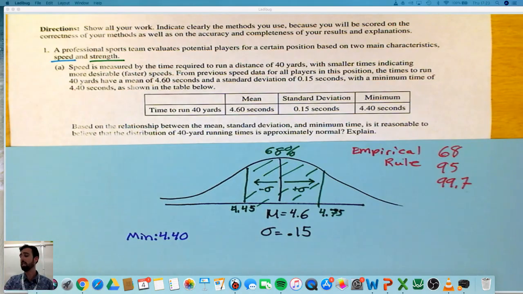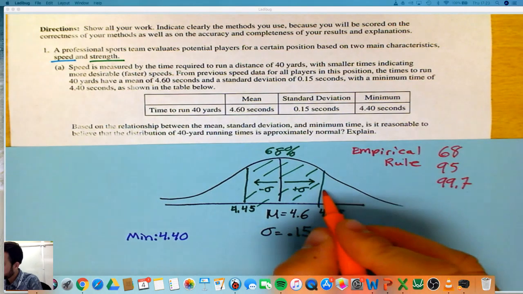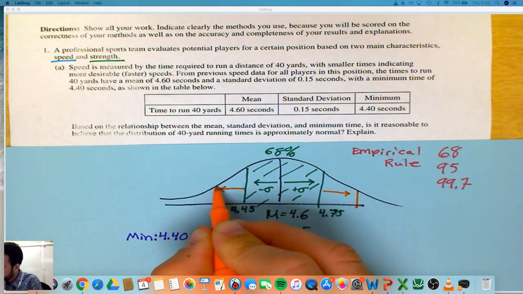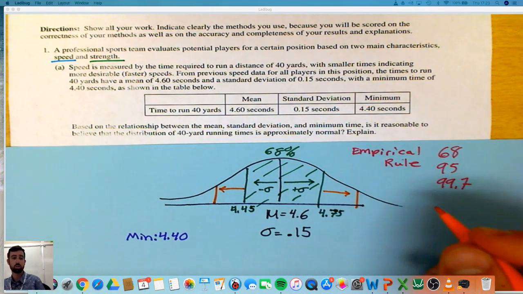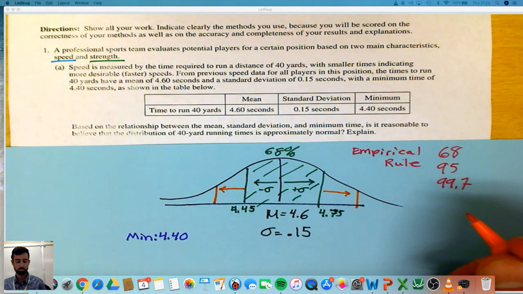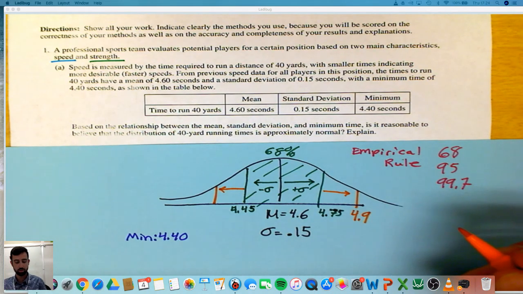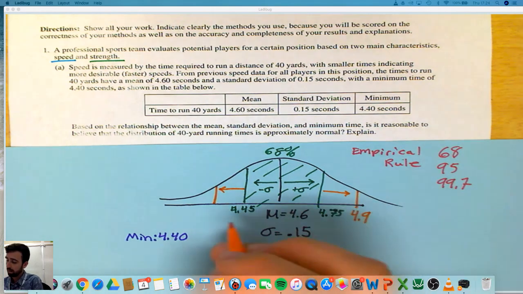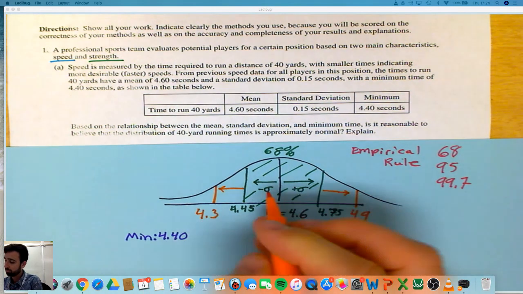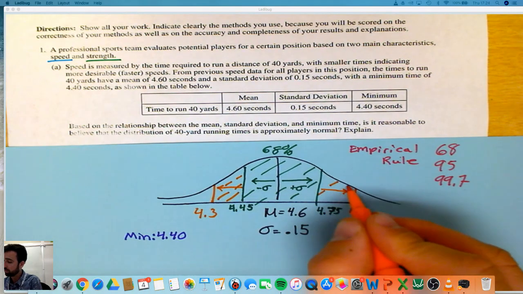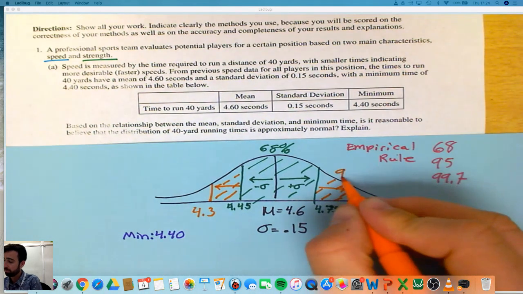If I go out another standard deviation, so I add another standard deviation, I should be at 4.9. And if I subtract another standard deviation, I'm at 4.3. And that covers, or should cover, 95%.